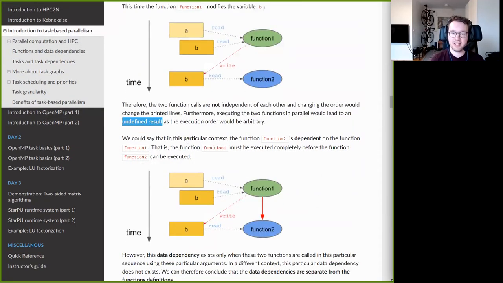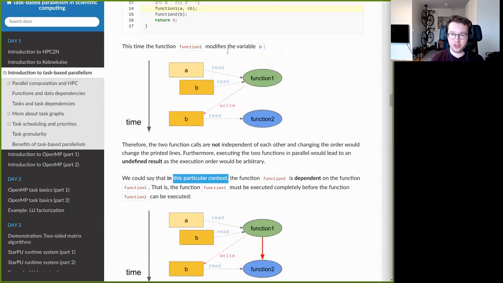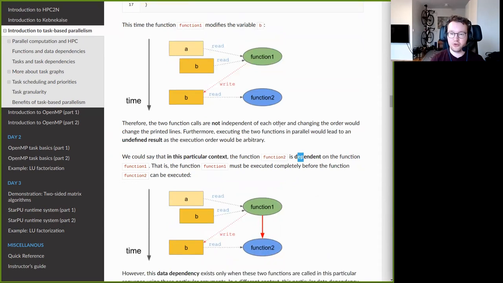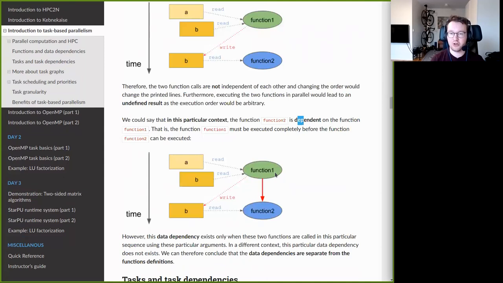So we could say that in this particular context, where we are calling these two functions in this order, function 2 is dependent on function 1. And function 1 must always be executed completely before we can execute function number 2.